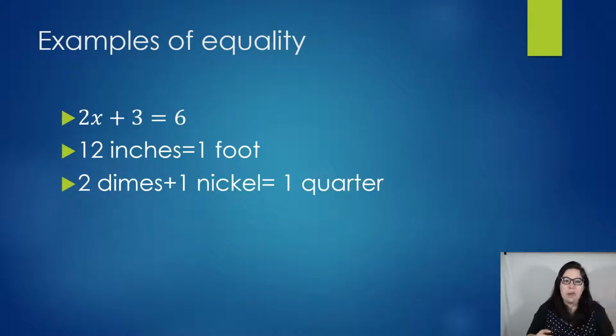All right, so we have the problem we just did. 2x plus 3 is equal to 6, which means the 2x plus the 3, even though it looks different, is the same value as 6. Just like 12 inches, even though that looks different than 1 foot, they represent the same amount of distance. Or 2 dimes and 1 nickel equals a quarter. They look different. Over here I have nickels and dimes, and over here I just have 1 quarter, but they represent the same value of money.